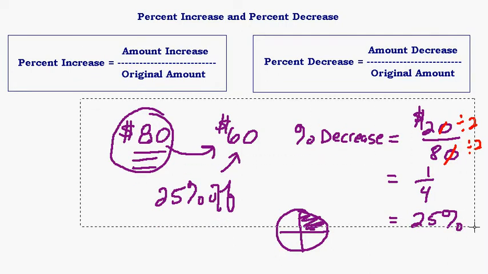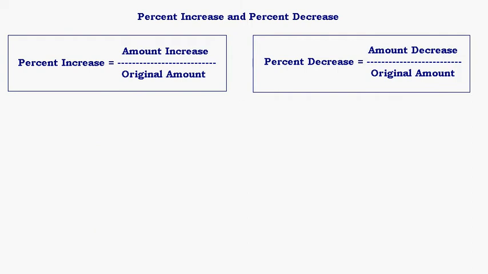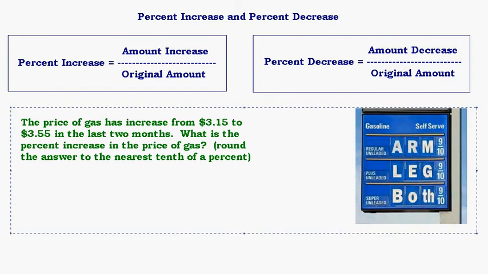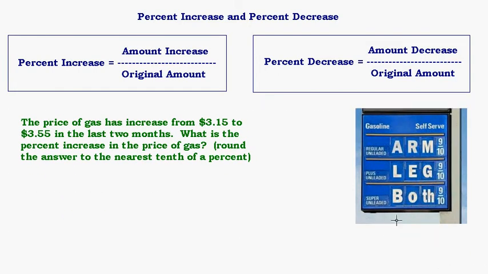Let's look at some tougher problems that we can't do in our head, we're going to pull out the calculator for these. So let's start with this one. I thought this was kind of a funny picture here. This guy that's selling gas must have a pretty good sense of humor. The price of gas has, that should say, increased. Let's fix that. The price of gas has increased from $3.15 to $3.55 in the last 2 months.